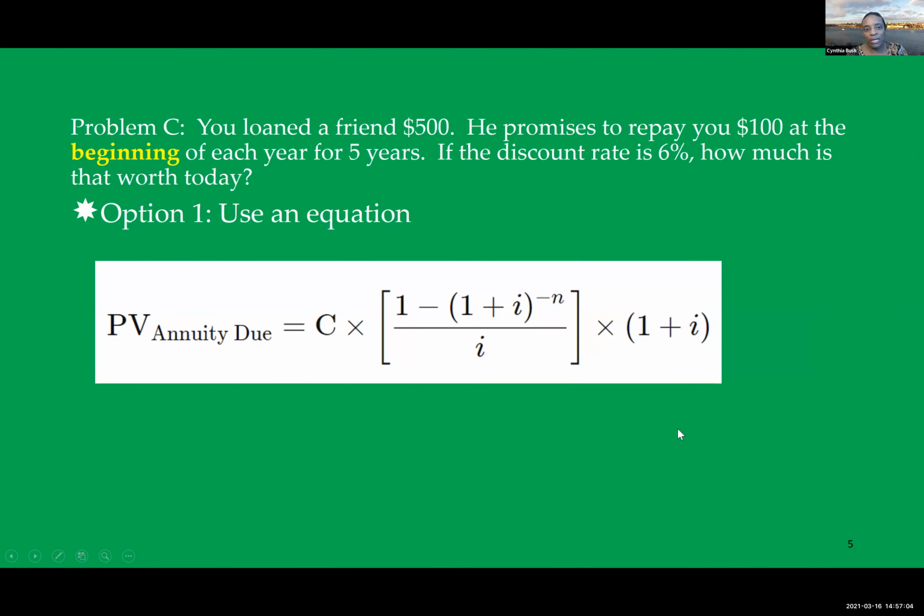So this is another way. I think when I was doing this, I was just tired of typing the equation, so I just copied it over. But this is another way to solve a problem. This problem is similar to the first one we did. You loaned a friend $500. He promises to repay you $100 at the beginning of each year for 5 years. What type of an annuity is this? Put that in the chat.